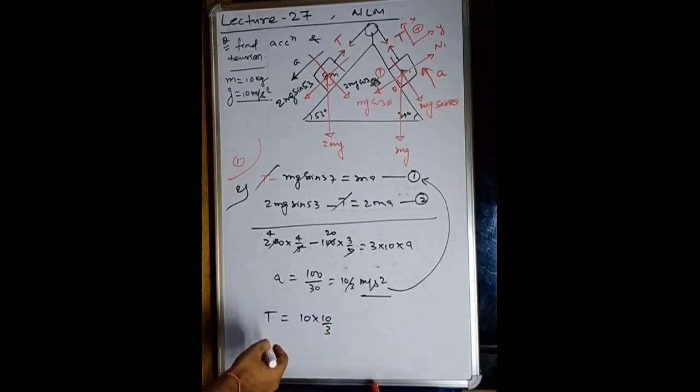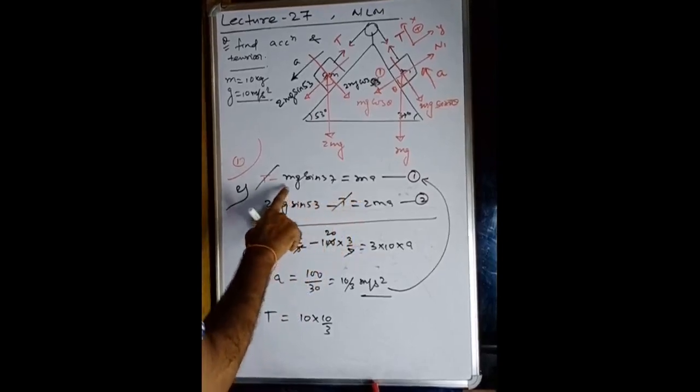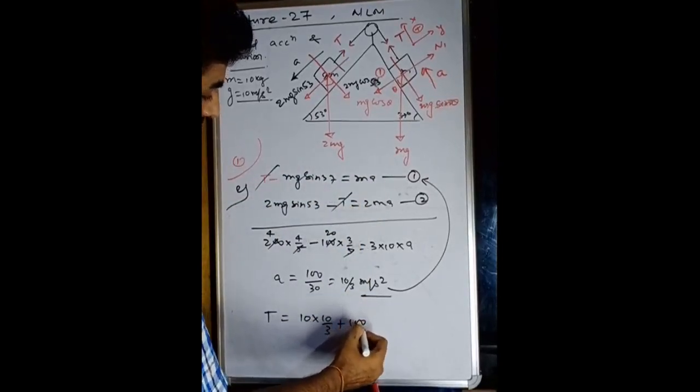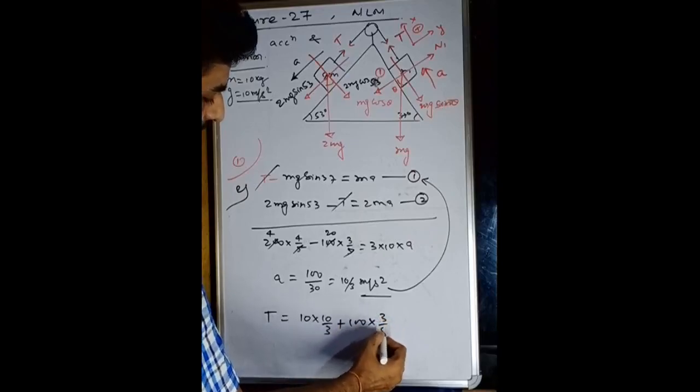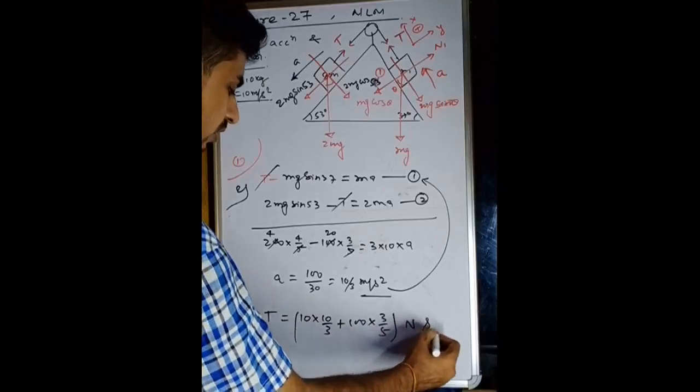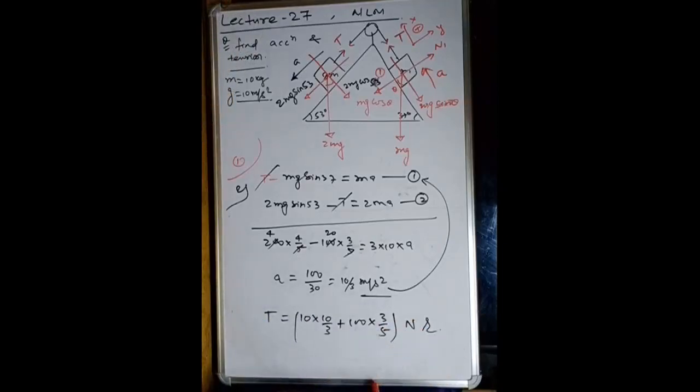So ma, this one, and this will be summed up plus mg, it is 100 sin 37, 3 by 5. After solving, you will get the tension in Newton.